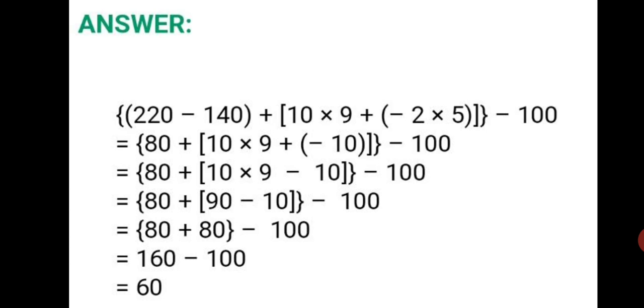220 minus 140 you will solve in the first step. It gives you 80 plus the remaining part as it is. 10 into 9 plus, now here the innermost bracket 2 into 5 is also solved. You can solve it here or you can solve it in the next step. If you are finding it difficult, you are getting confused, please solve in the next step.